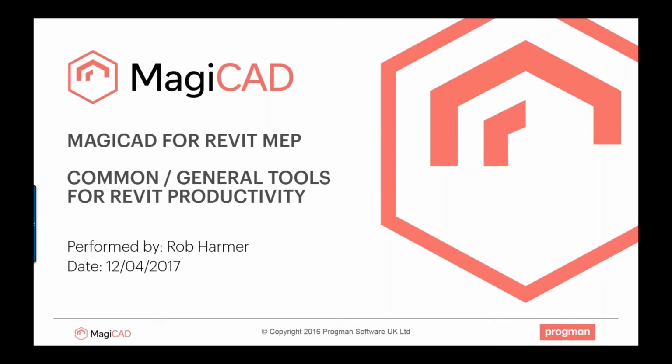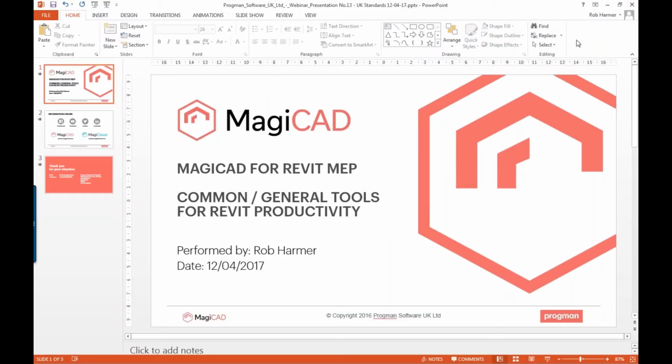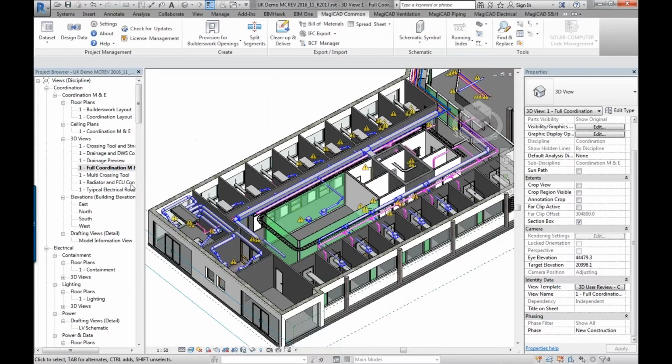This morning we're going to look at just an overview of the common / general tools that we offer into Revit itself. These are not particular to any discipline. They're just a set of productivity tools that we've created to help any Revit user. It could even be architectural structures if they were suitable as well, but obviously let's concentrate on MEP.